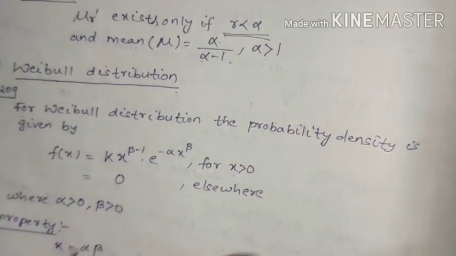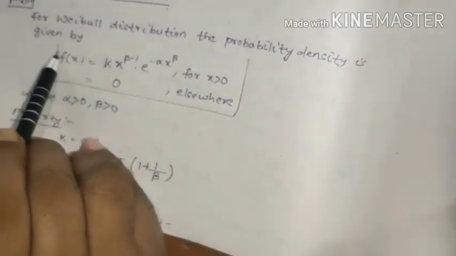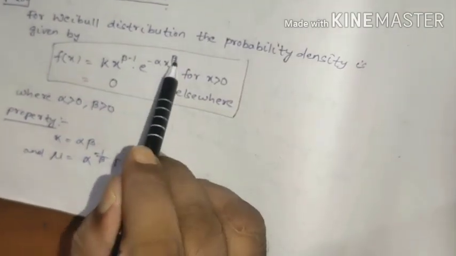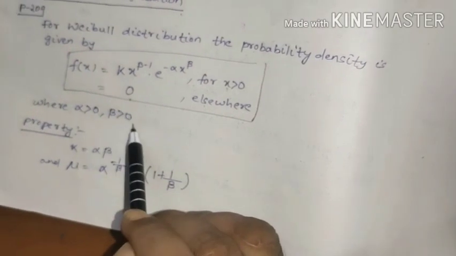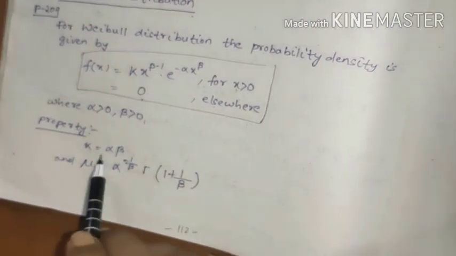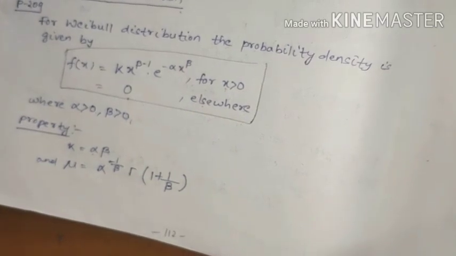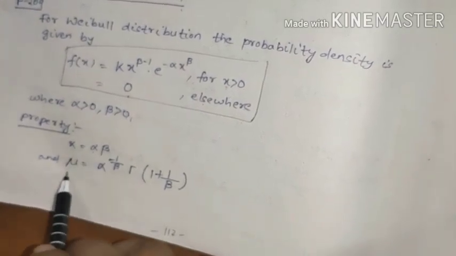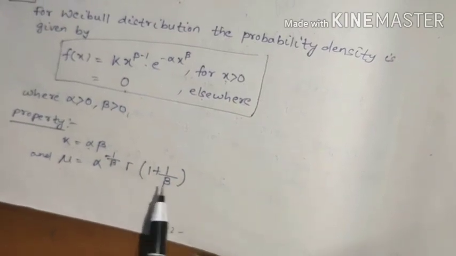Weibull distribution, f of x is equal to k into x to the power beta minus 1 e to the power minus alpha x to the power beta, x greater than 0 and equal to 0 elsewhere, alpha is greater than 0, beta is also greater than 0, and k is equal to alpha beta, and we have to find out the k the similar way as the last one. And mu is equal to alpha to the power minus 1 by beta gamma 1 plus 1 by beta.